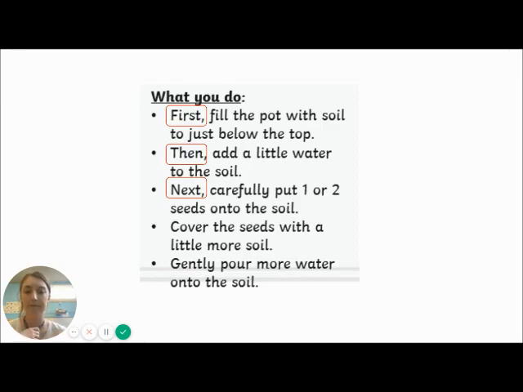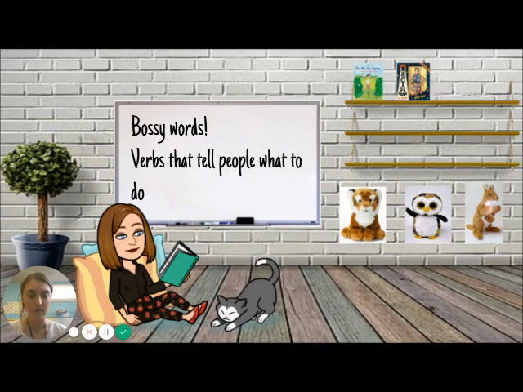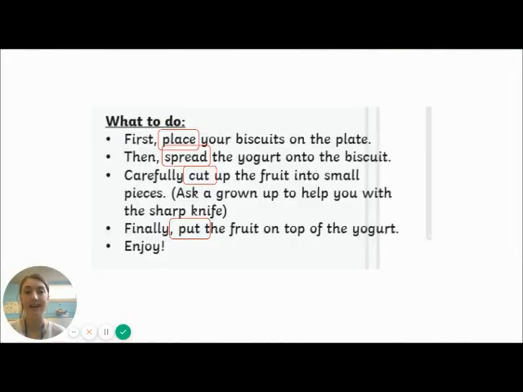The other type of word that we need to use in instructions are bossy words. Well, we try sometimes in the classroom to not be bossy, don't we? But in this situation, I will let you be very bossy. And they are verbs, so doing words that tell people what to do. So here's the same example from before, and the words I've circled is the bossy word, so the verb that is telling the person what to do.